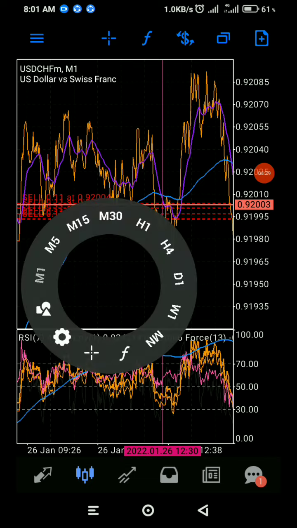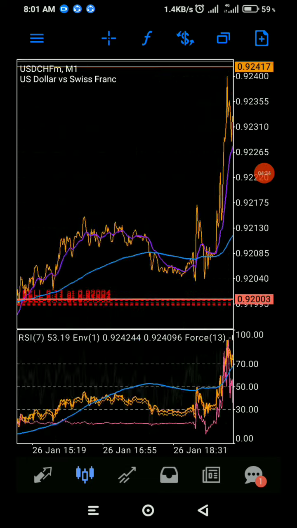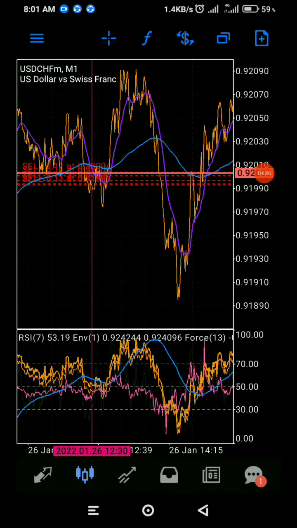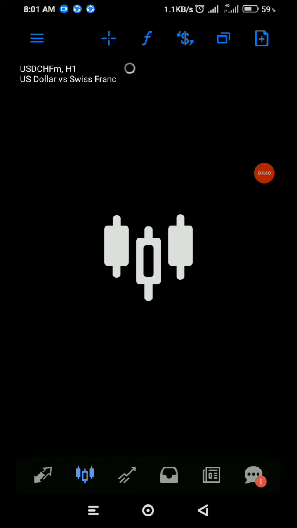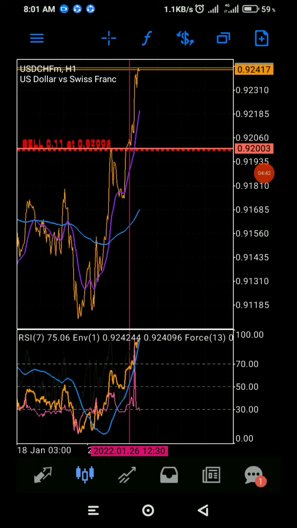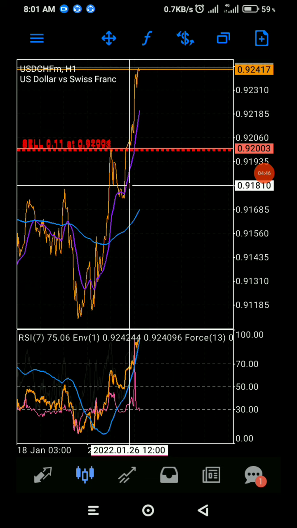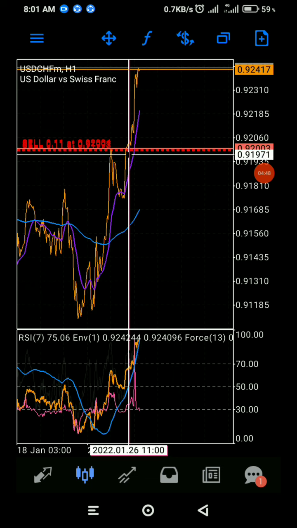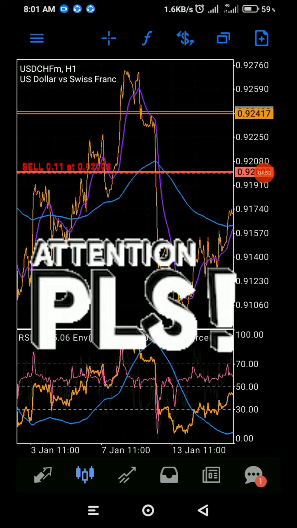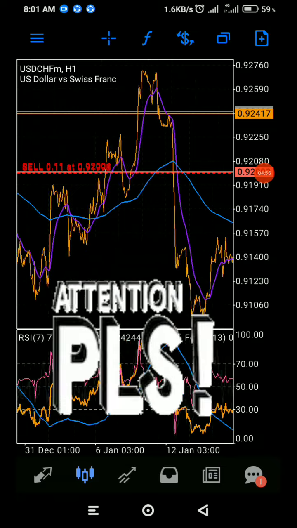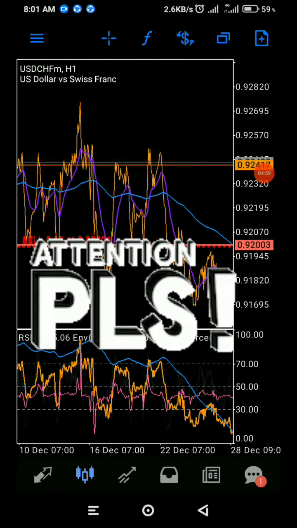So here I'm putting down some vertical and horizontal lines on the entry level where we took entries. So I'm just entering the H1 chart, so now you have to pay attention to what's happening here. As you see, I have taken a sell from here, but on the H1 chart, what do you see?